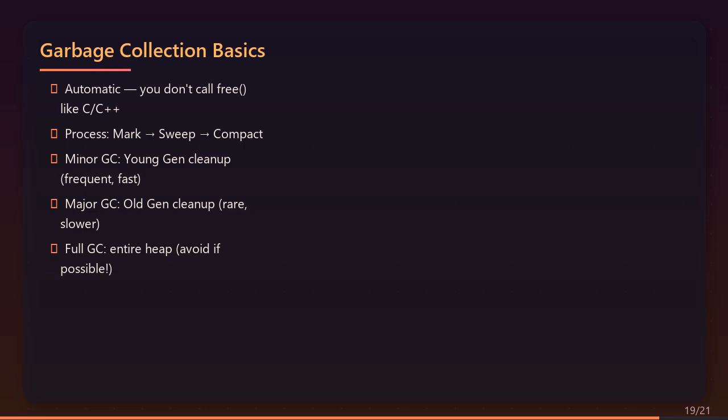Here's how it works. First, mark. The GC traces from root references and marks every object that's still reachable. Sweep. Everything not marked gets deleted. Compact. Surviving objects are moved together to eliminate gaps.